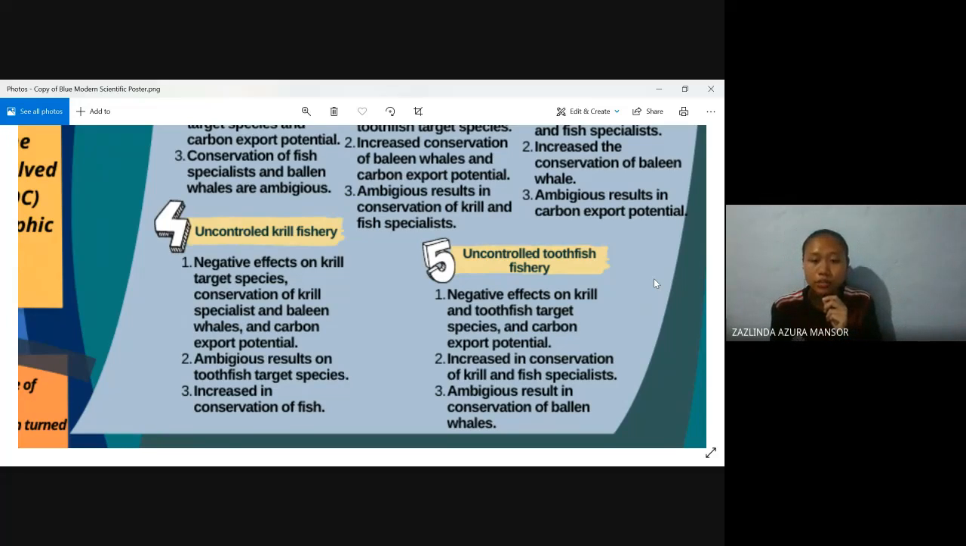The fifth scenario is uncontrolled fish fishery. So it will give a negative effect on krill and the fish target species, also carbon export potential. Second, increase in conservation of krill specialists and fish specialists because the fish are not in their diets. And third, ambiguous result in conservation of baleen whale. That's all the scenarios that have been made and the effects on the five animals.